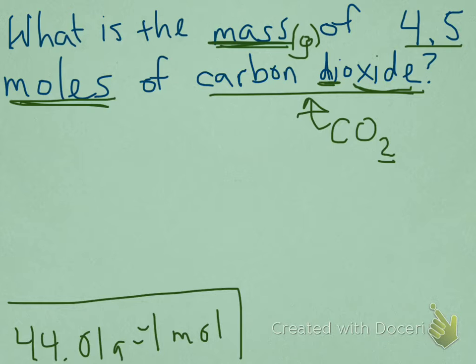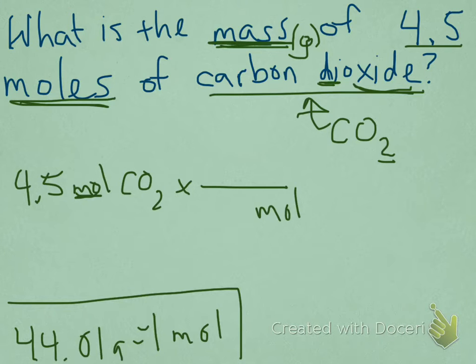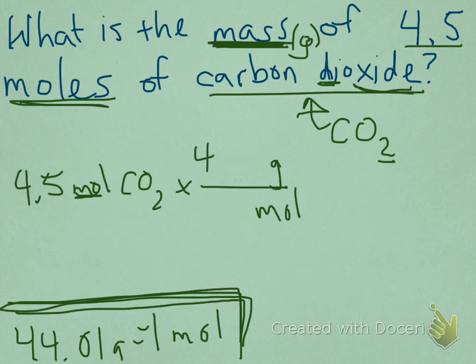So let's start with our given. That's our 4.5 moles of carbon dioxide. And we'll draw a multiplication sign and a line. I want to now get rid of moles, so moles is going to go on the bottom. And I want to get to my mass. I want to get to grams, so grams going to go on top. And now I look at my conversion factor, and I see, okay, if I have 44.01 grams, that would mean I have 1 mole. So this is my connection between moles and grams. That's how I can convert. Notice the moles cancel out, so I'll be left with the unit gram, which is what I want.